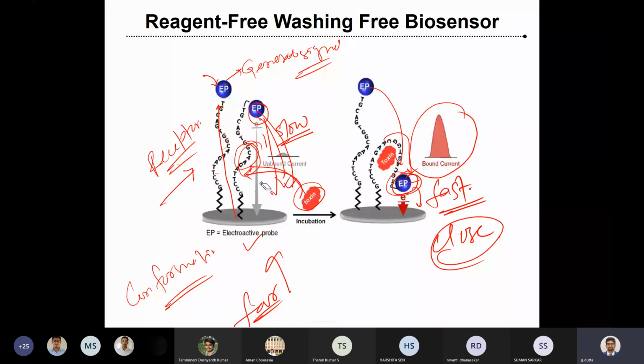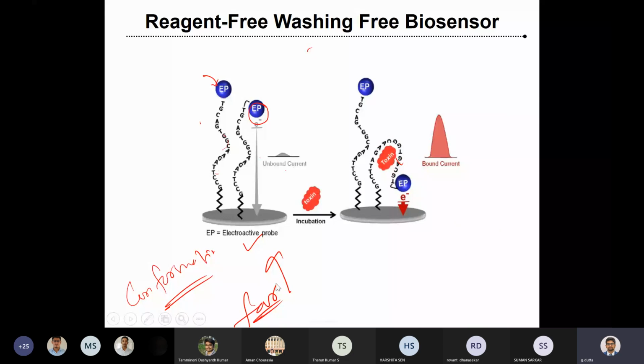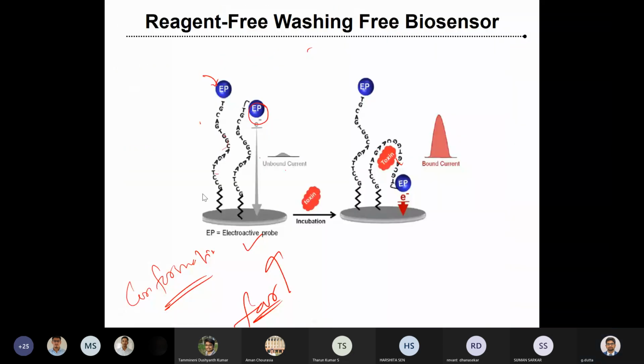So this is very simple, like a washing-free sensor, right? You are not going to use so many chemicals. Just drop the sample, wait a few minutes, and you will get the current. This is a very simple technique you can use for device development. Okay, good.